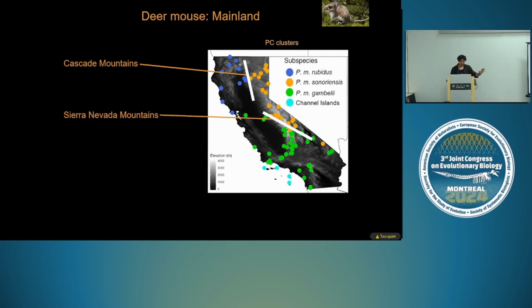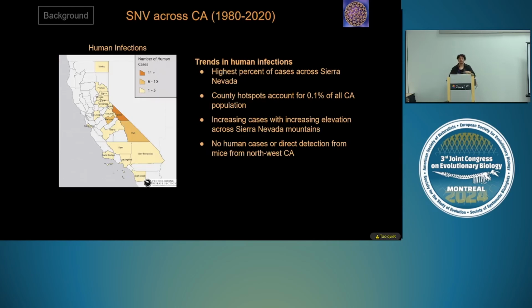And so that's our story for the deer mice. Now we're going to go over some background for Sin Nombre virus across the state, starting with our understanding of human transmission and human spillover, and seeing what trends we find in human infection. Across the state, the highest percentage of human spillover occurs across the Sierra Nevada.